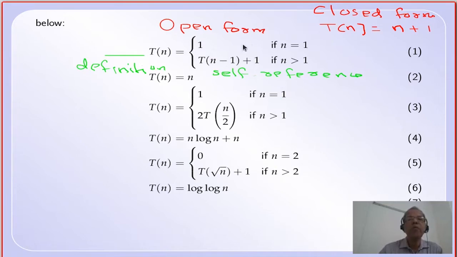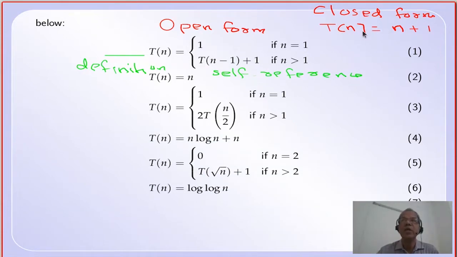From the open form, we do not get an idea of the asymptotic growth of the running time, whereas from the closed form, we get an idea. T of n is linear. As the input size n increases, the running time also increases linearly.